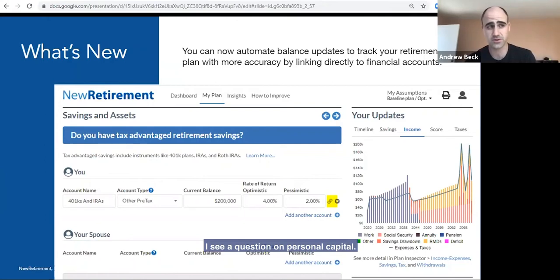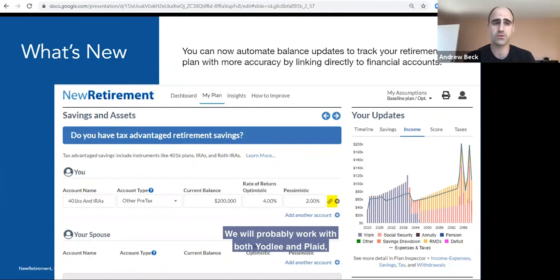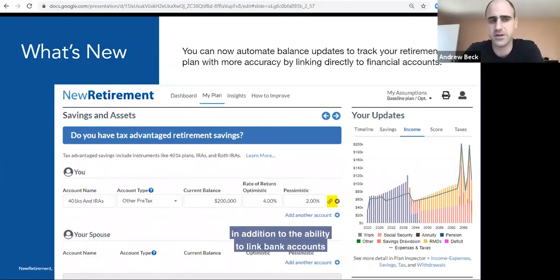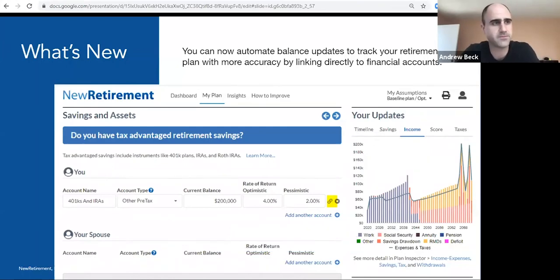I see a question on Personal Capital. Personal Capital, I believe, works with Yodlee, which is the other large company in the space. They might work with both. I'm just not sure. We will probably work with both Yodlee and Plaid, but not for the time being. For now, it's just Plaid. Plaid has good investments coverage in addition to the ability to link bank accounts and credit cards and that sort of thing. So we're very happy to be working with them.